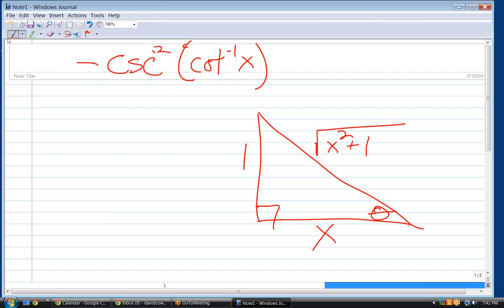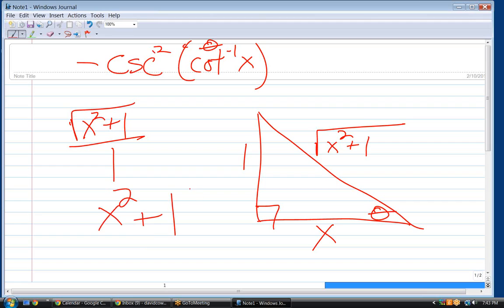So first of all, what's the cosecant of theta? This whole thing in the parentheses is theta. So cosecant of theta would be what? That'll be the root of x squared plus 1 over 1. Okay. What's cosecant squared of theta? That'll just be x squared plus 1.